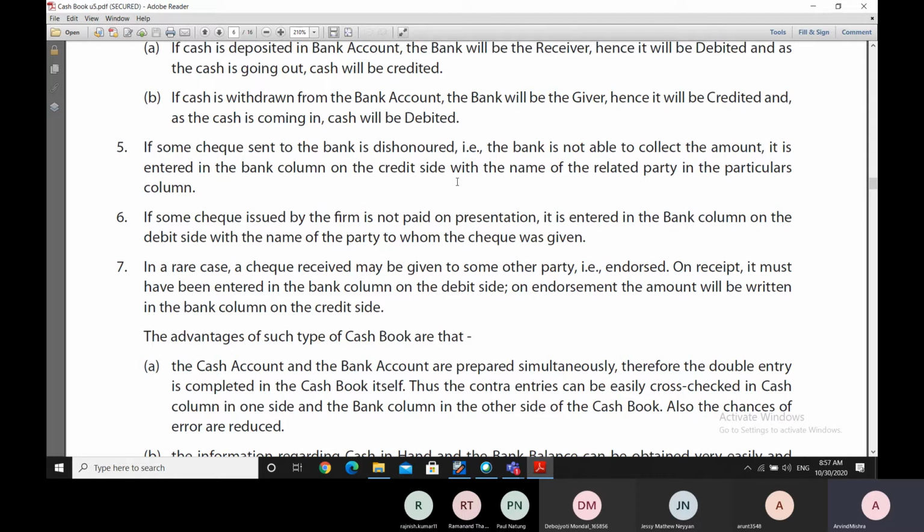When we receive a check from somebody, what we have done is that we have entered it into the cash column. Why have we entered into the cash column? Because it is not yet paid into the bank. So the amount has been received by us, a check has been received, and that check is being received into the cash column on the receipt side, which is the debit side of the cash book. So we make an entry in the cash column on the debit side of the check which is received by us.